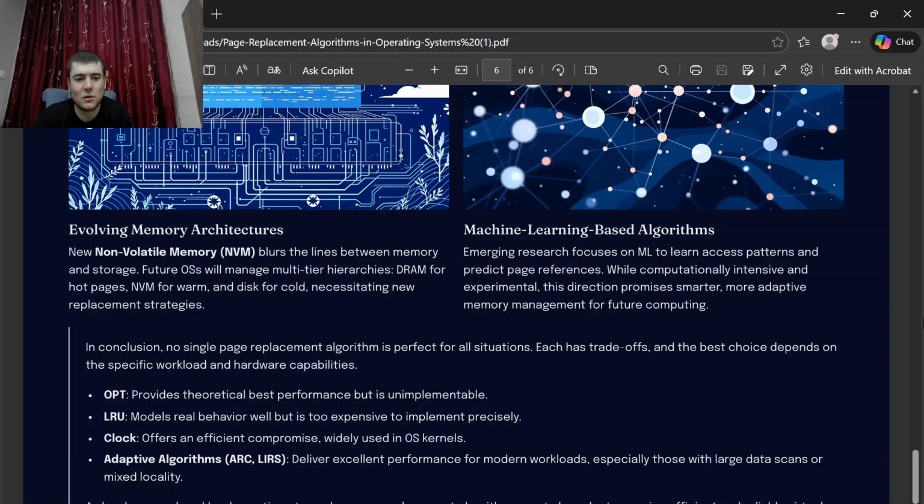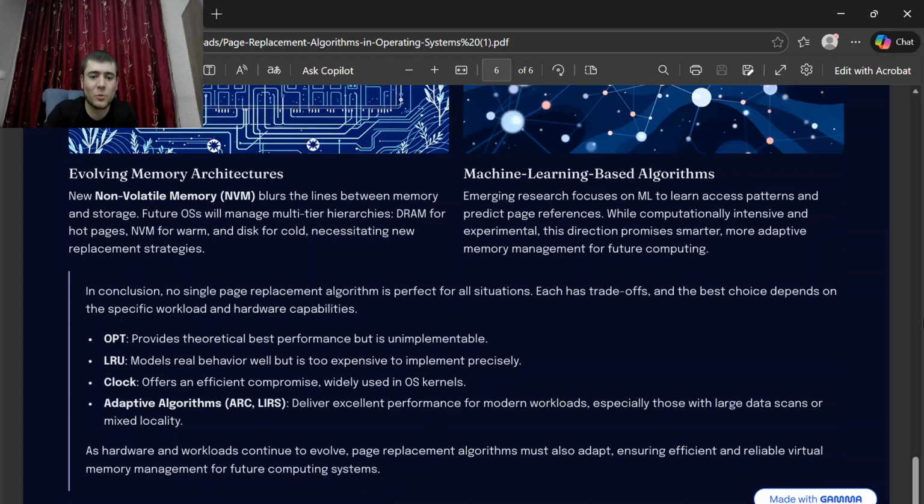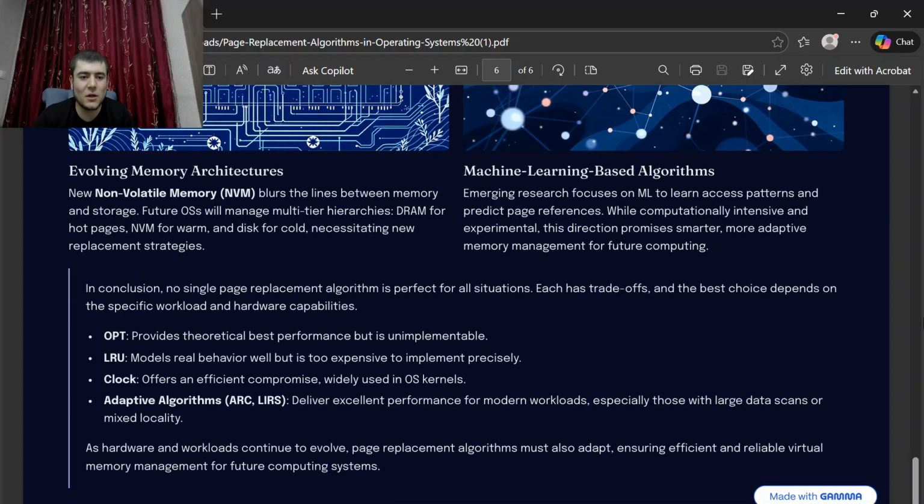In conclusion, no single page replacement algorithm is perfect for all situations. Each has trade-offs, and the best choice depends on the specific workload and hardware capabilities. OPT provides theoretical best performance but is unimplementable. LRU models real behavior well but is too expensive to implement precisely. Clock offers an efficient compromise widely used in OS kernels.